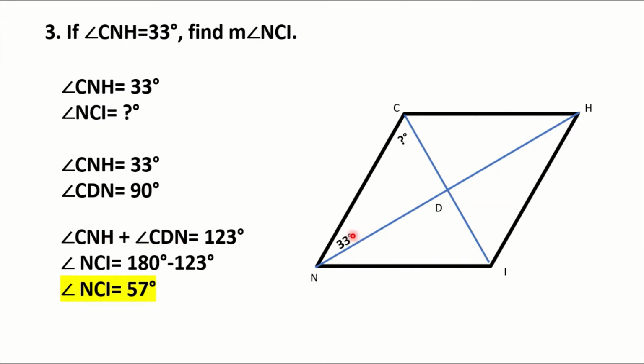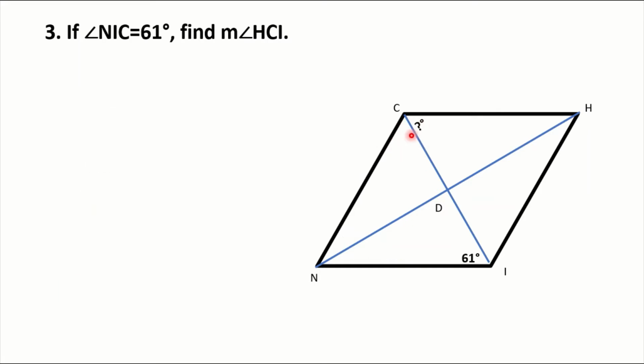No? So, bakit nag-add tayo ng 90? Kasi nga meron tayong invisible dito na 90 na na-form. 'Di ba? So, i-add mo yon sa 33. And then, afterwards, subtract mo siya sa 180. Bakit sa 180? Because the total angle of a triangle is 180. So, 180 minus 123 is 57. Therefore, the angle here is 57. Number 3 and number 4. Number 4 yan. If NIC is 61, find the measure of HCI.